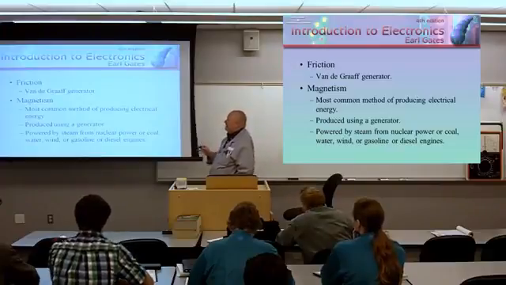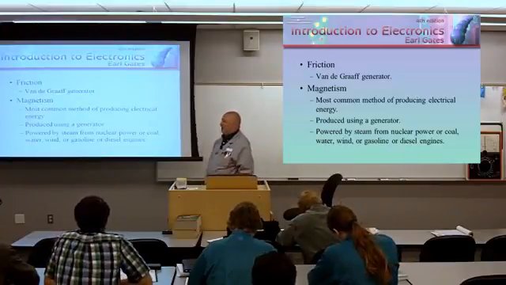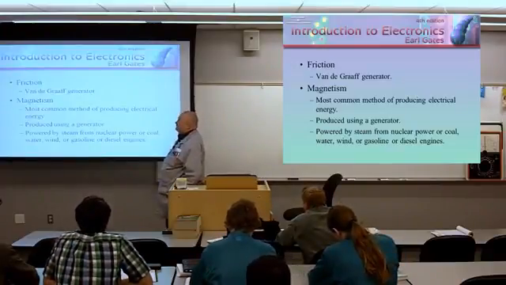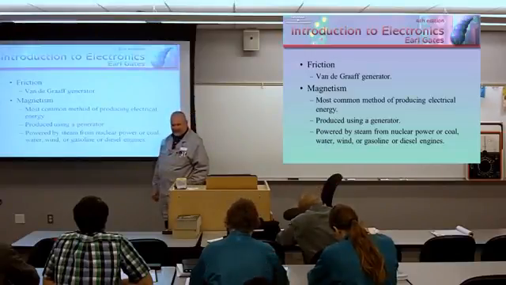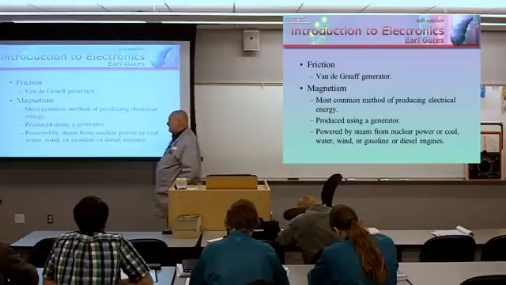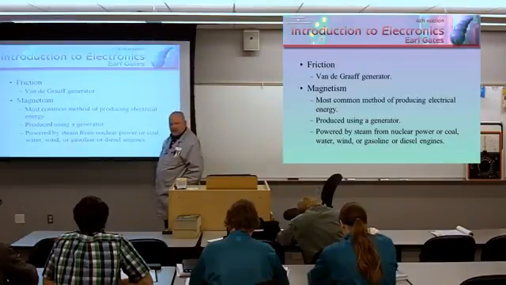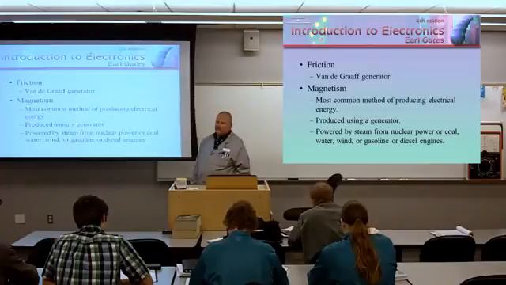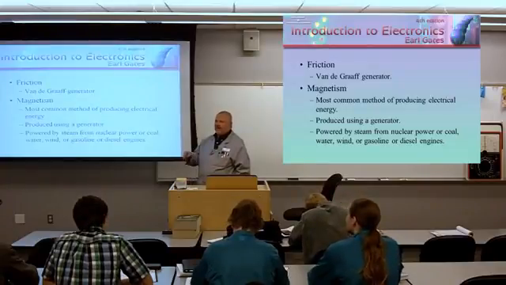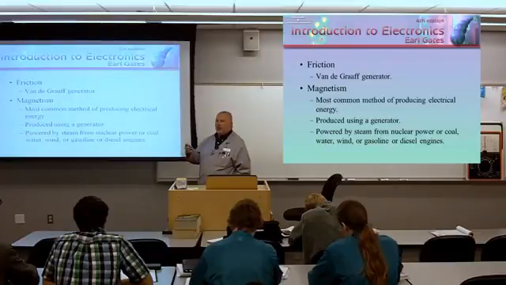Magnetism is the most common method of producing electrical energy. This is how we produce electricity using something called a generator. That generator could be powered by steam. That steam could be generated from nuclear power, coal, water, wind, gas, diesel. It doesn't matter how you rotate the shaft. The goal is you've got to rotate the shaft.